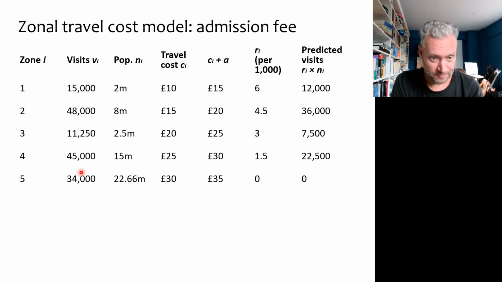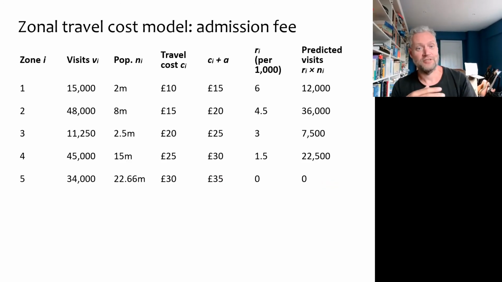And again, for the furthest zone, zone 5, the price of 35 actually exceeds the choke price. And for these people, essentially visits drop to 0. And for these people, it might as well have been as if the park were not there at all.